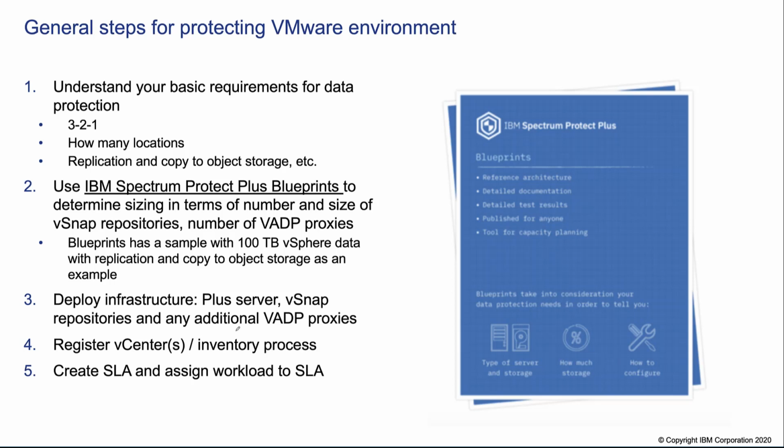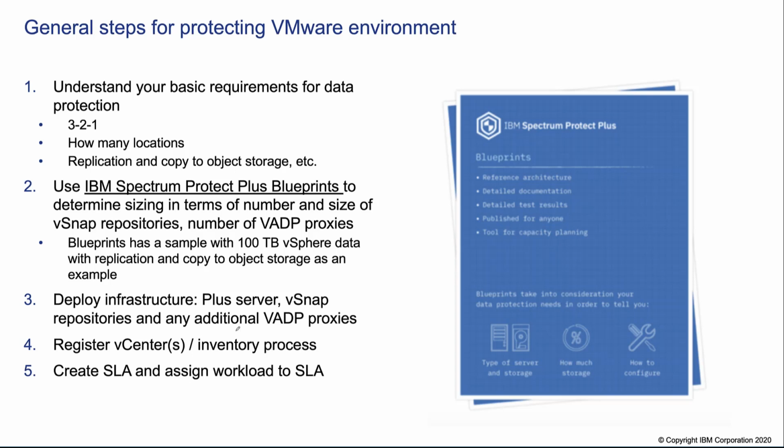You're going to then use the Spectrum Protect blueprints to determine the sizing for your environment. That is, how many of these storage components, vSnap servers and VADP proxies, do I need to protect my environment? And this is going to be based on the front-end amount of storage you're trying to manage. So in the blueprints, we have a nice example where we walk through a 100 terabyte example of a vSphere estate that we're trying to protect with replication, with copy and object store, and it walks you through how you size this.